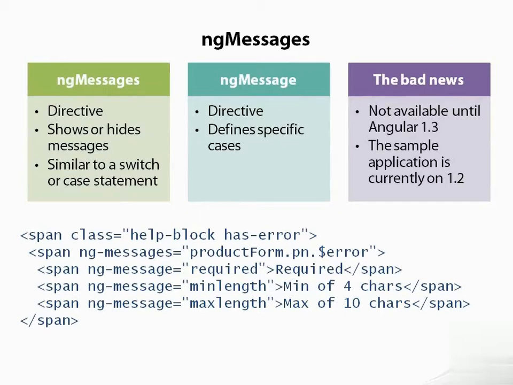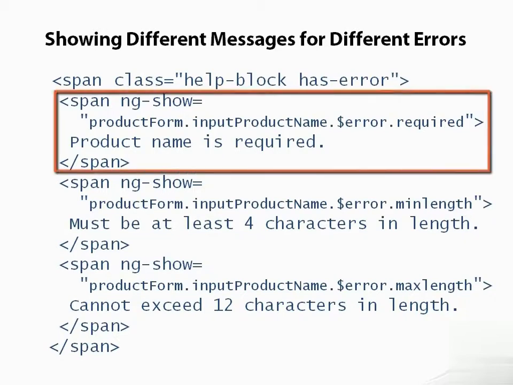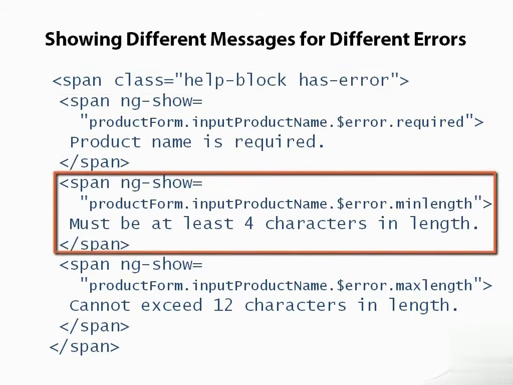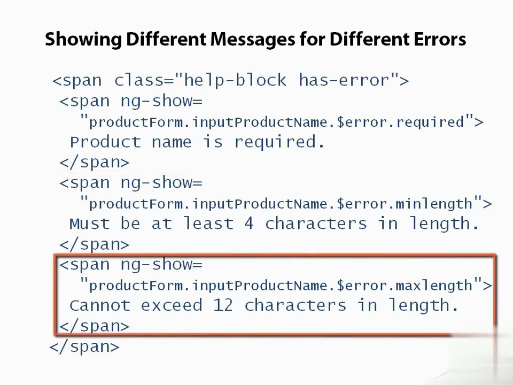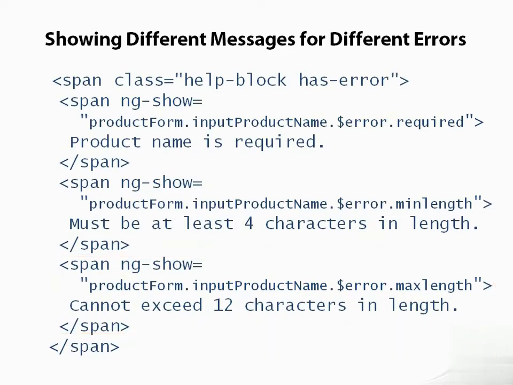Neat, easy, but the bad news is that these directives are in Angular version 1.3. The sample application is currently on 1.2. So unless your project is using Angular 1.3, you need another solution. So what are our options for displaying multiple messages now? We can instead use the ngShow directive and access each $error object key directly. So if the required key has a value of true, this message is displayed. If the min length key has a value of true, this message is displayed. And if the max length key has a value of true, then this message is displayed. Let's add this code to the sample application.